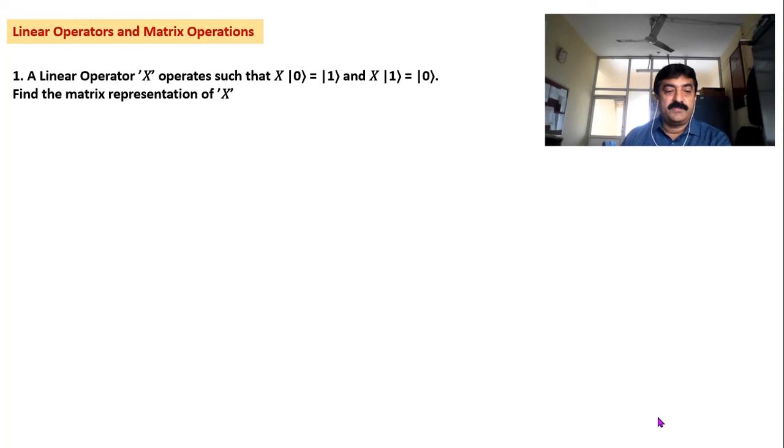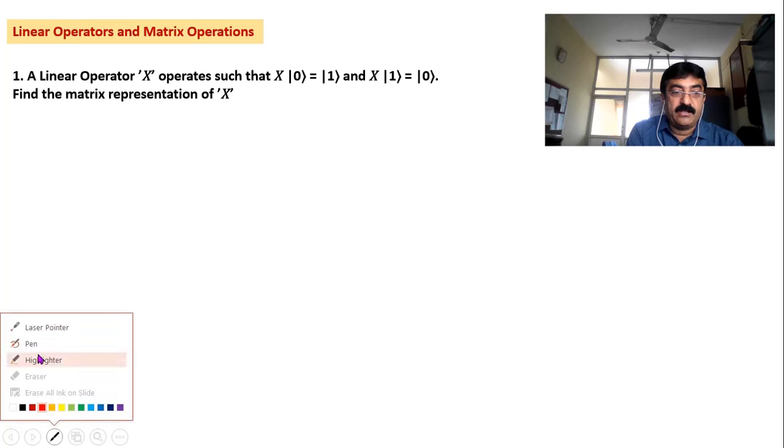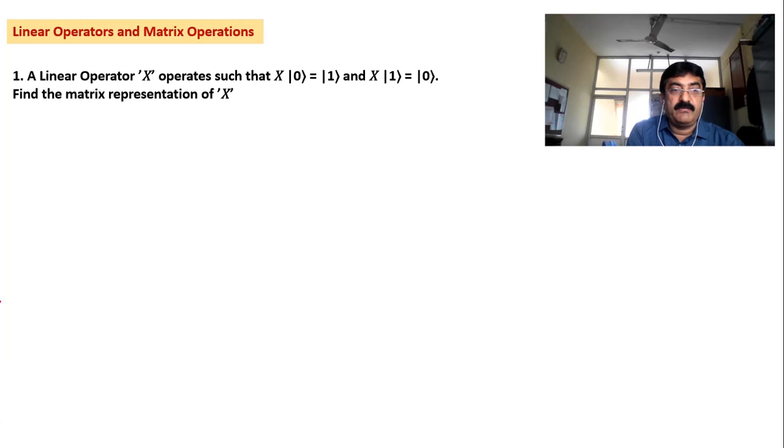So here comes the first numerical problem. A linear operator X operates such that X ket 0 equals ket 1 and X ket 1 equals ket 0. Find the matrix representation of X. So I hope you know what is ket, what is bra, all these things. So without giving much explanation of ket 0 and ket 1, I start with the discussion.